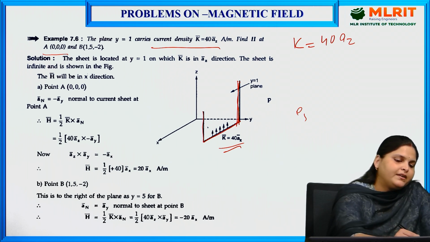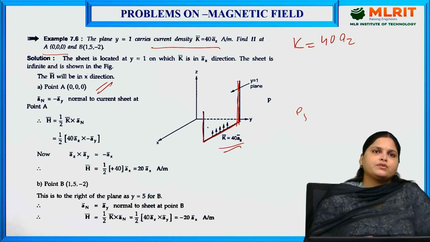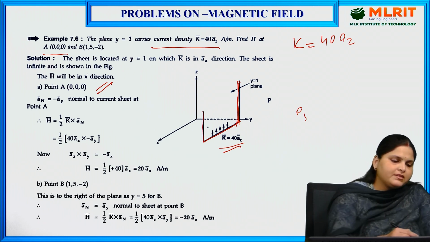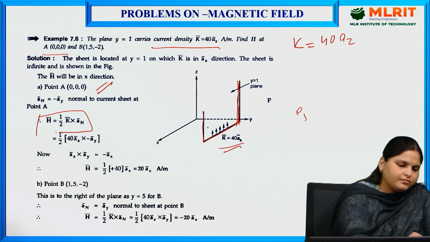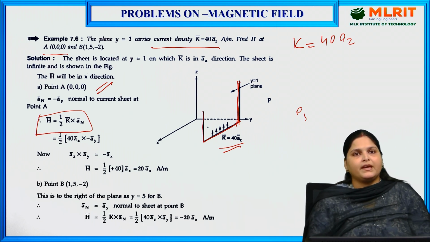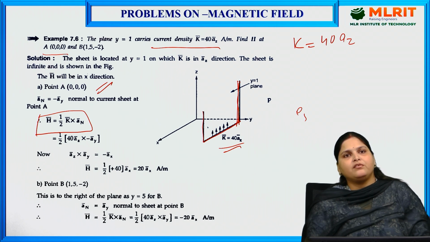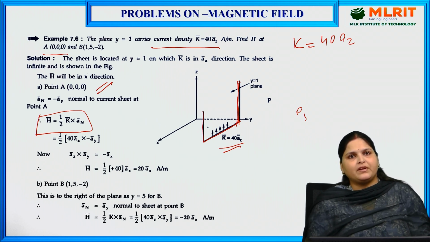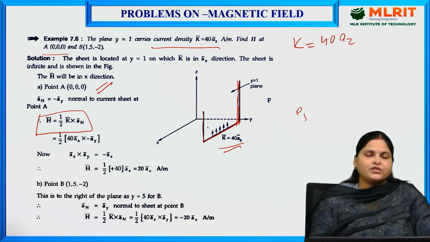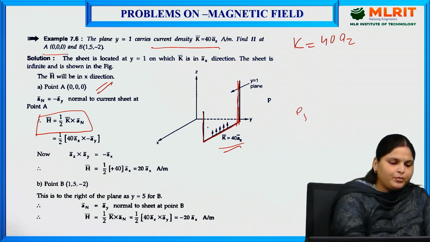First, we will find the field at A, 0, 0, 0. Okay. Now, the formula is basically rho s by 2 an. An is the direction of the field. Okay. Rho s here we have taken as K. Okay. And it is given in the question as 40 Az. So we will directly put it.